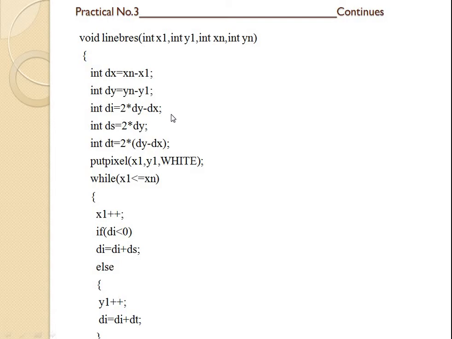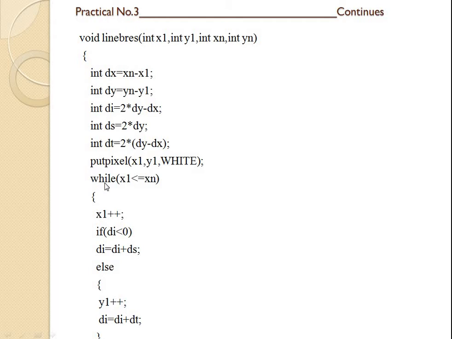Here di is the decision variable, the decision parameter, and the formula of the decision parameter is di is equal to 2 into dy minus dx. Then int ds, that is ds is equal to 2 into dy, and dt is equal to 2 into dy minus dx. This ds and dt are used in this condition. After that the put pixel function is used with x1, y1 and the color.